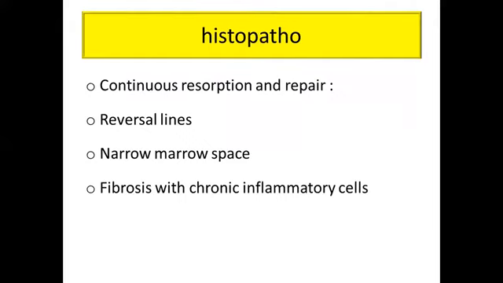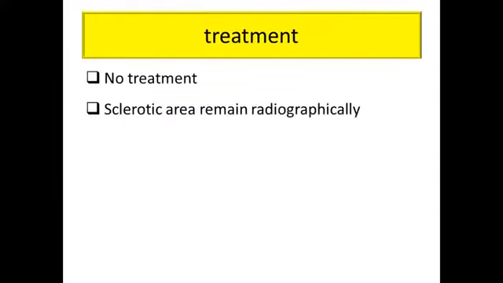Histopathology, continuous resorption and repair. This will lead to what's called reversal lines. Marrow fibrosis with chronic inflammatory cells. Treatment, no treatment in general. The sclerotic area remain radiographically. Only follow up for the case.